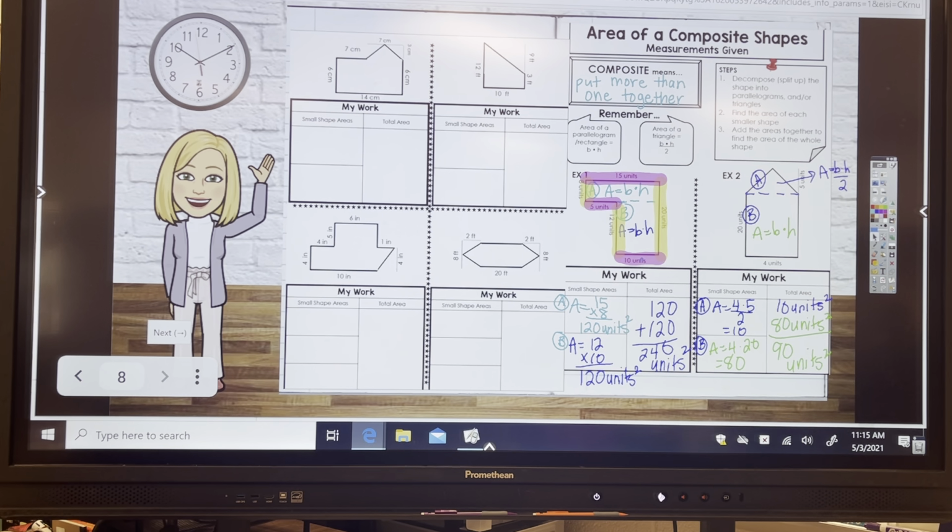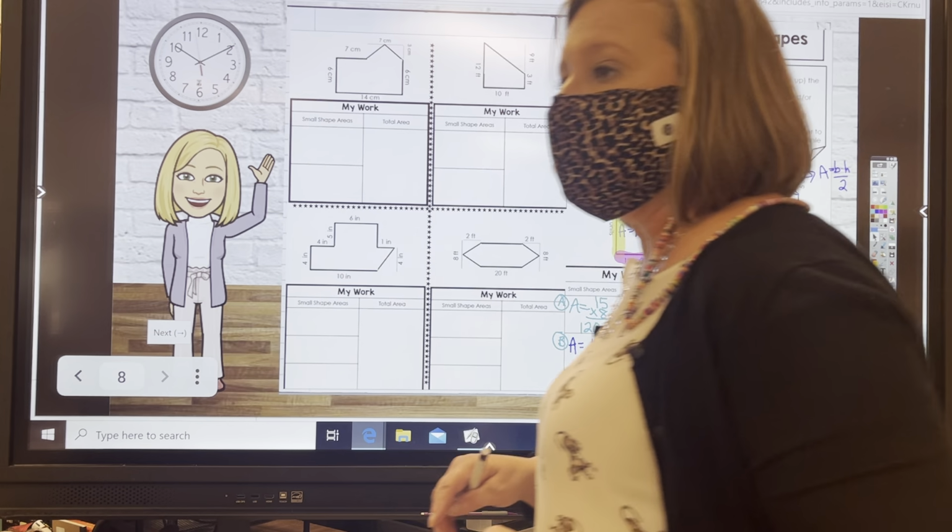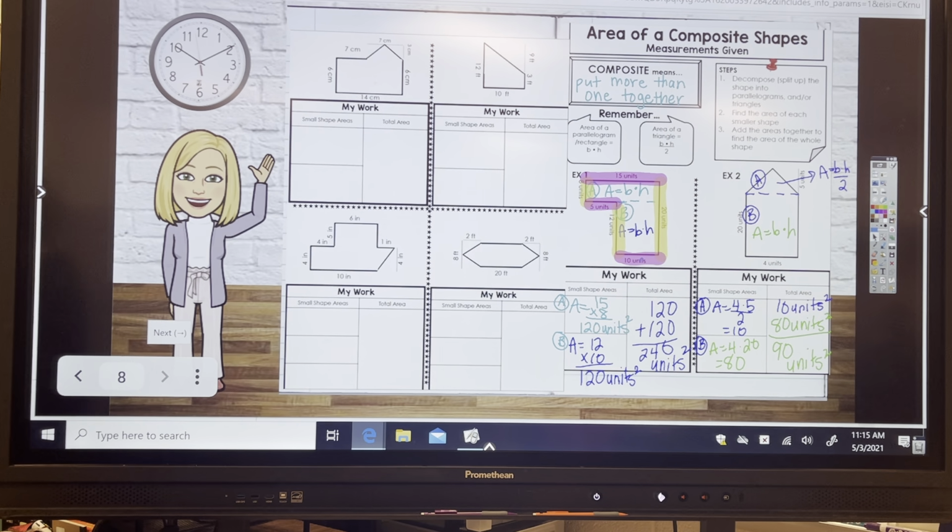All right. The first one. Well, I want you by yourself to break that one apart into two shapes. Break it apart into two shapes.